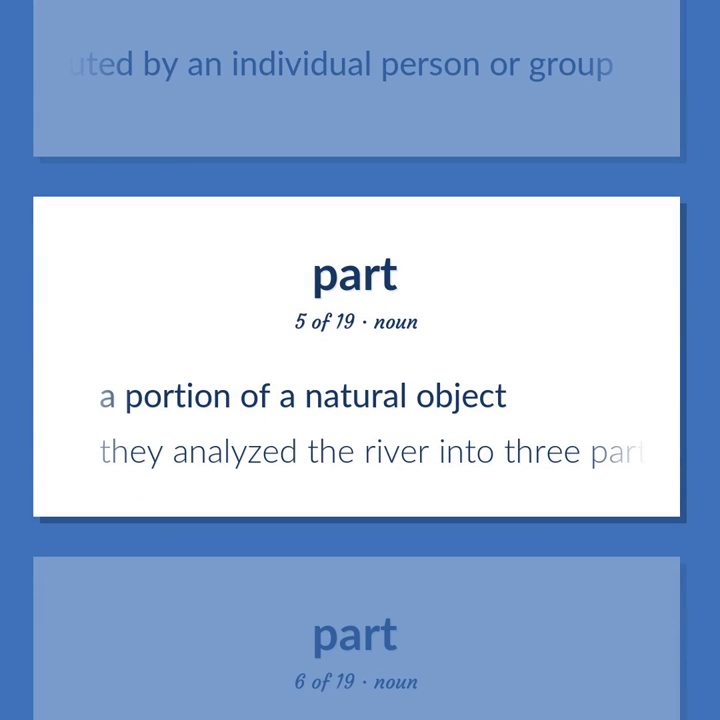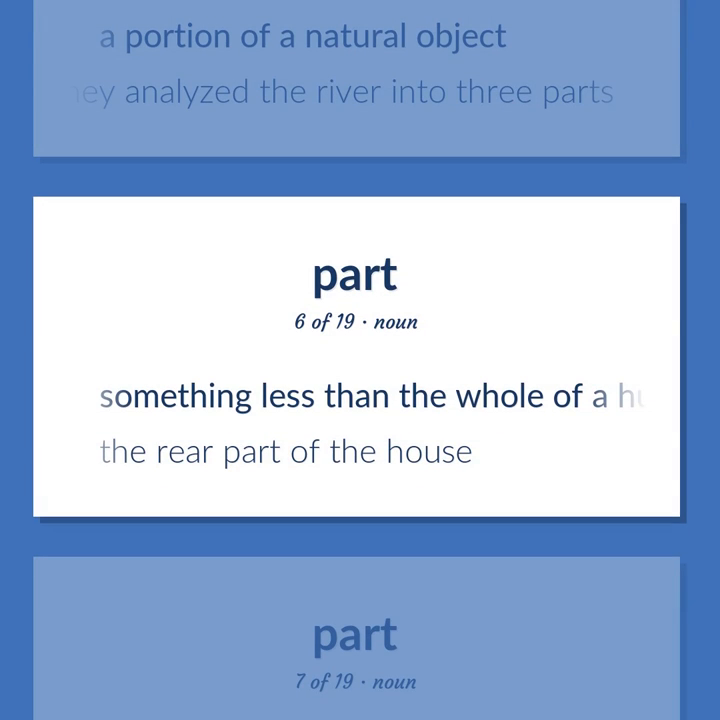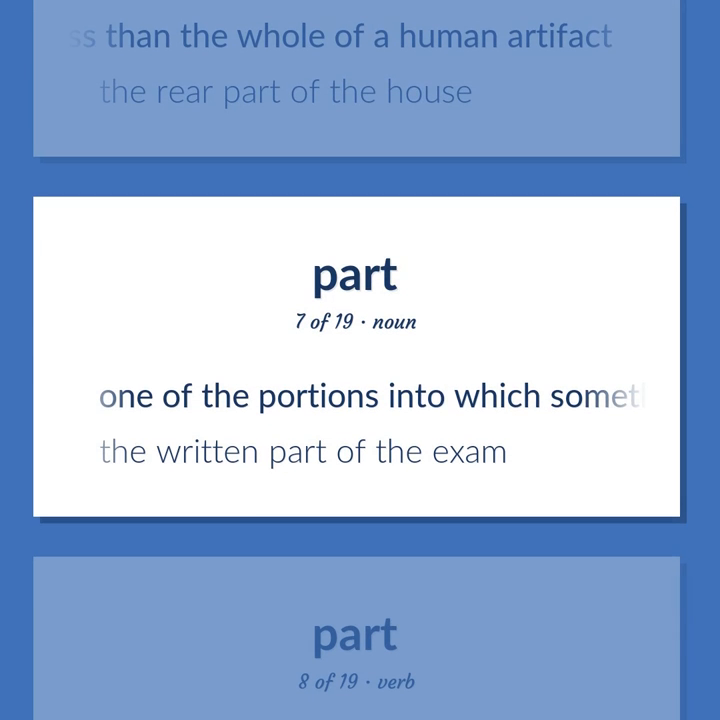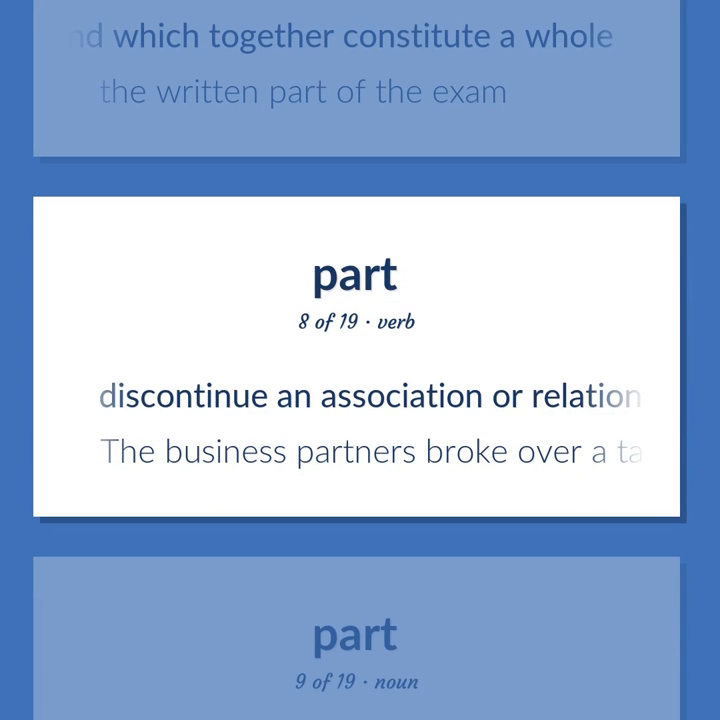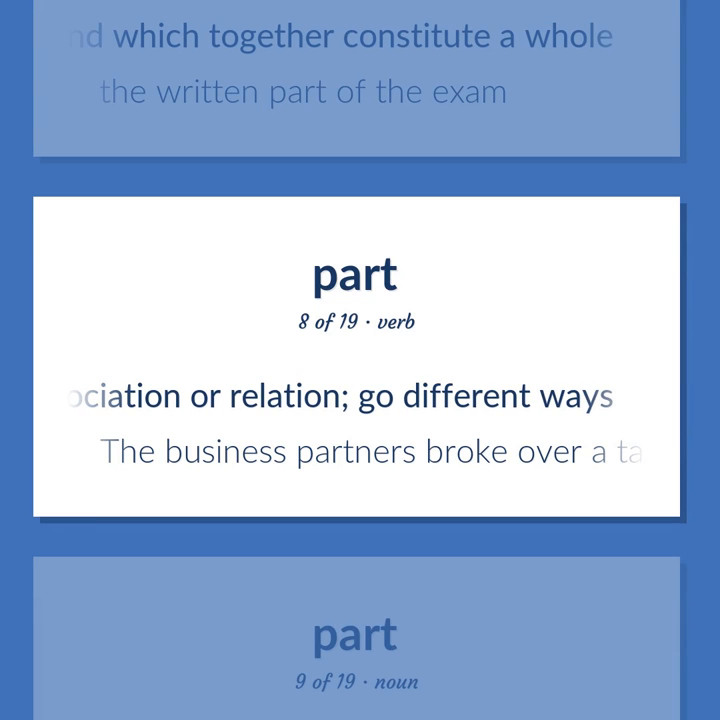A portion of a natural object. They analyzed the river into three parts. Something less than the whole of a human artifact. The rear part of the house. One of the portions into which something is regarded as divided and which together constitute a whole. The written part of the exam. Discontinue an association or relation. Go different ways. The business partners broke over a tax question.